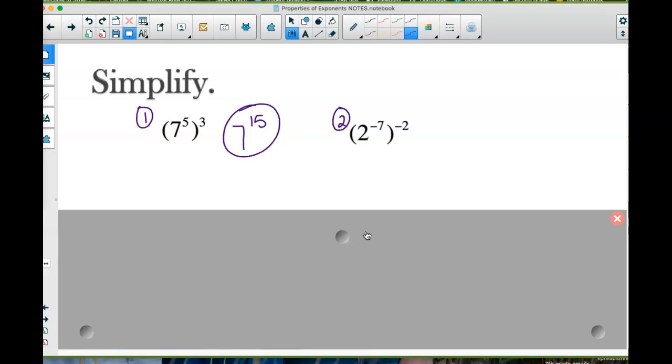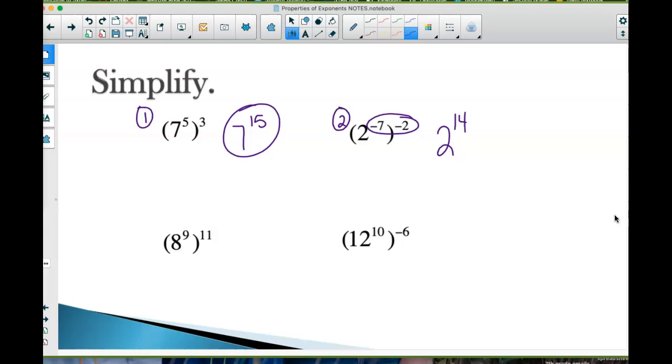Okay, number 2, what would that be? 2 to the 14th power. Absolutely. We keep the base, -7 times -2 is positive 14. So 2 to the 14th power. Done. Okay, 2 more problems. Number 3 here: 8 to the 9th power to the 11th power. What would that be? 8 to the 99th power. 9 times 11 is 99. There's our answer.